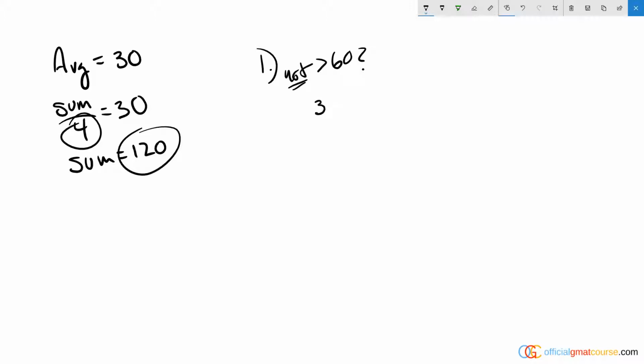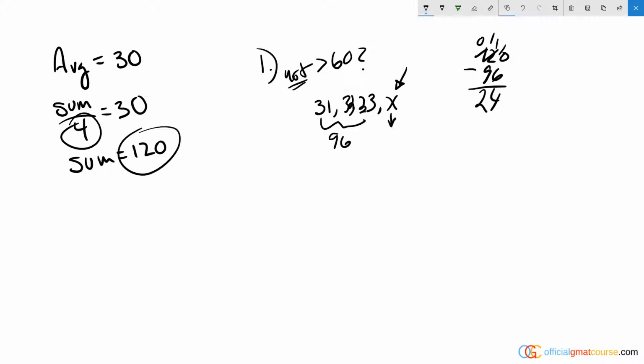So if we had, for example, 31, 32, and 33, and then we had another number, obviously this other number is going to have to be less than 30 to balance these other three numbers out, which add up to 96, meaning of the 120 that we have to total to, we are still looking for 24. So X has to be 24, which means we'd have one number that was less than 30 and three numbers that were greater than 30.